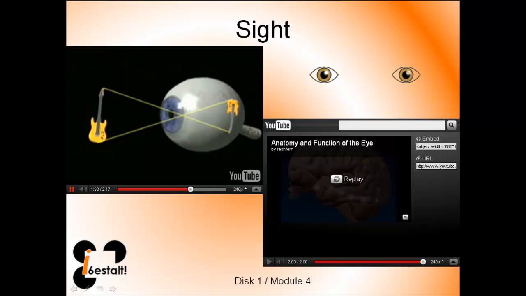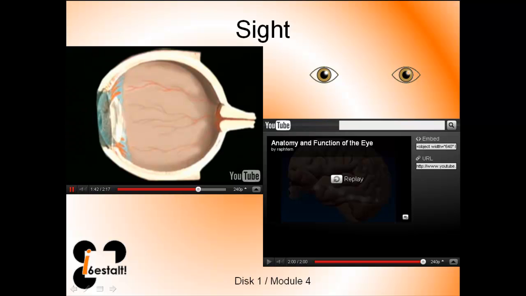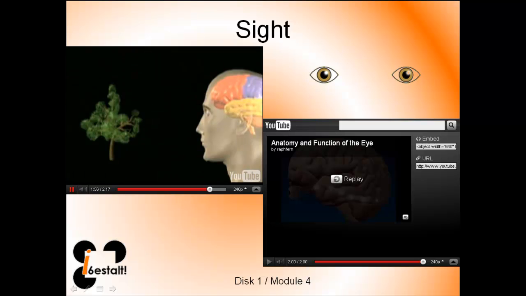The rods and cones send electrical impulses to the brain through nerve fibers that collect to form the optic nerve behind the eye. The place where the fibers come together has no rods or cones, so images can't be seen at this point. This spot is referred to as the blind spot. The optic nerve carries the information to the brain, where it is turned right side up and analyzed.